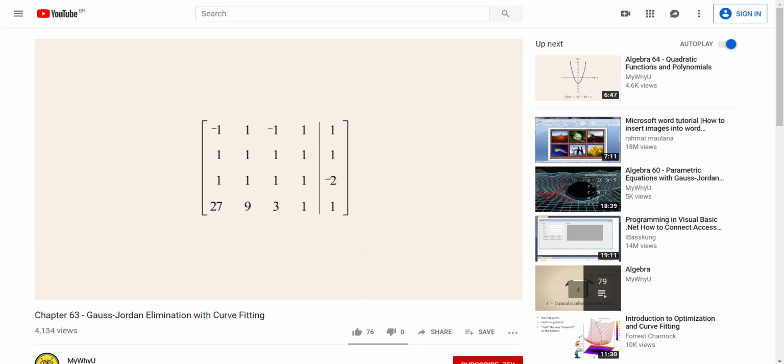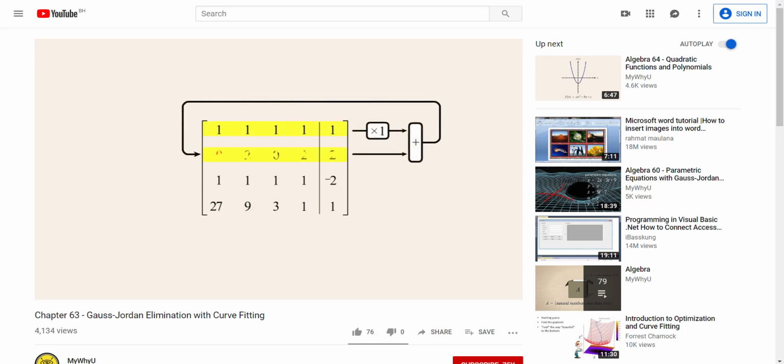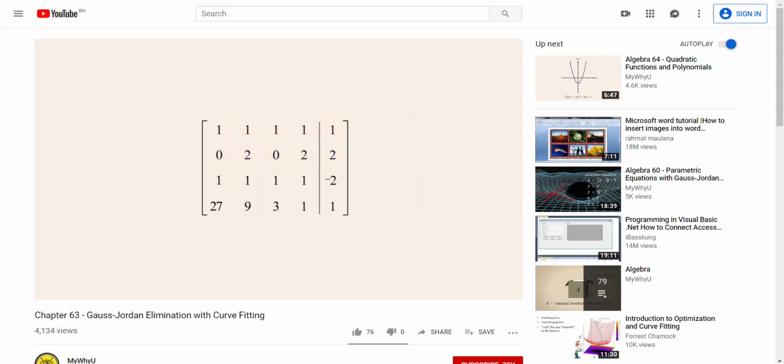We once again start by changing the first row's leading entry to a +1, using a swap operation to exchange rows 1 and 2. We then change the entry below the first row's leading entry to a 0, using a pivot to add 1 times row 1 to row 2. The entry below that is then zeroed, using another pivot to add -1 times row 1 to row 3.